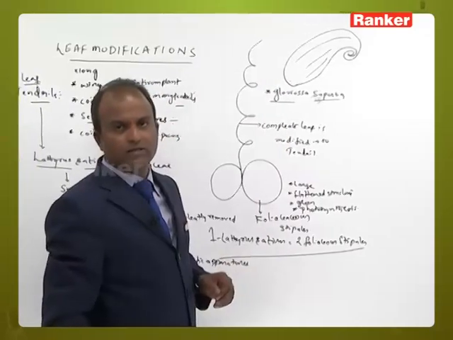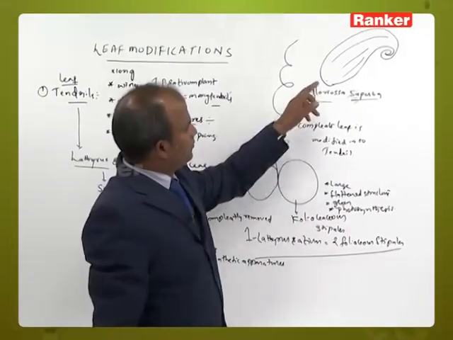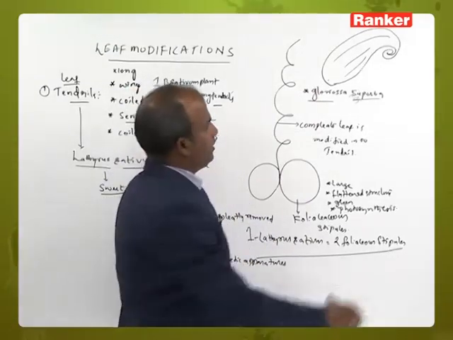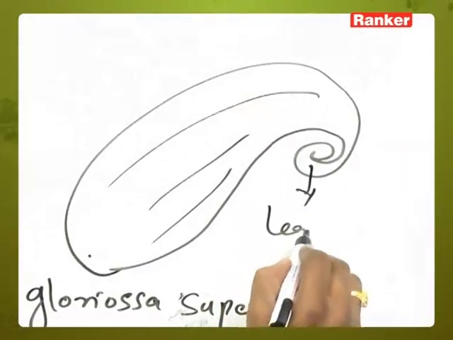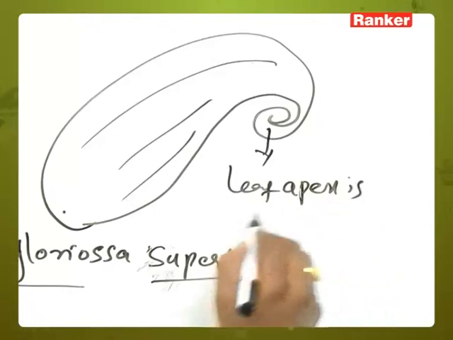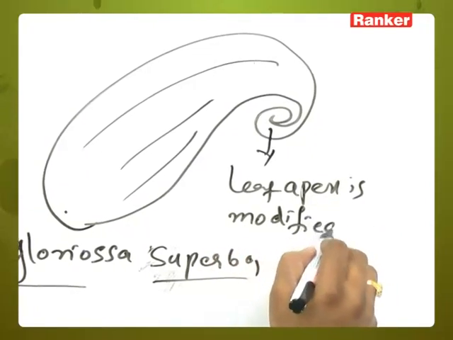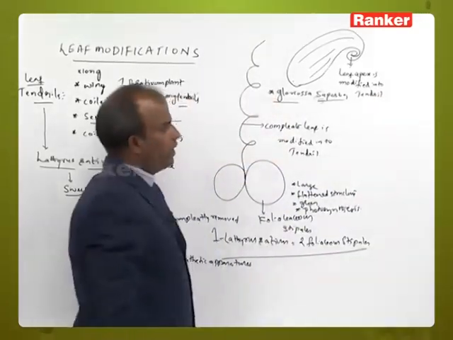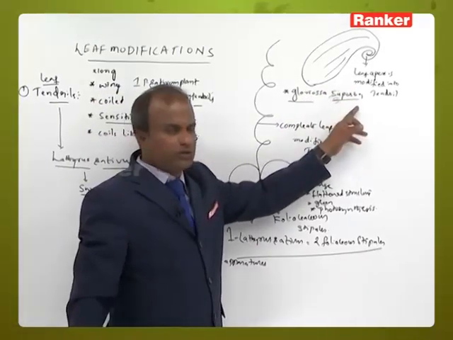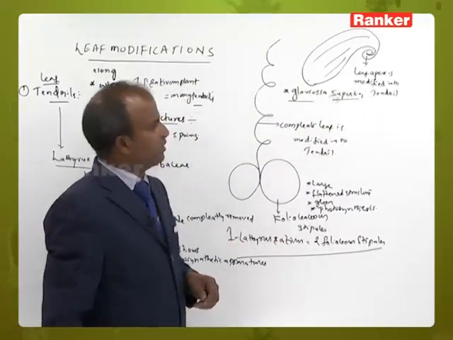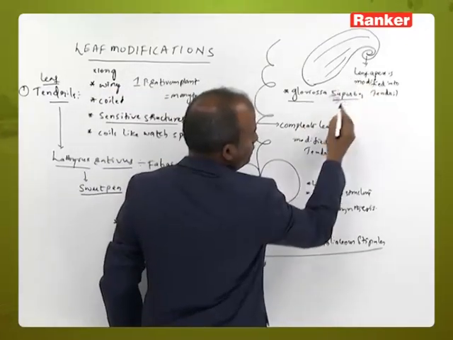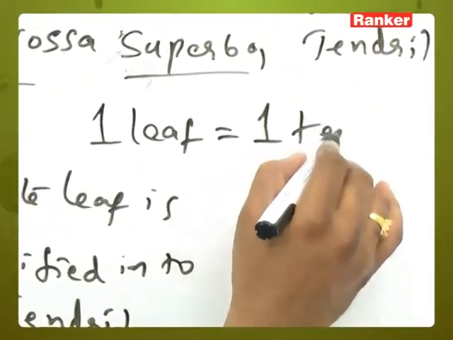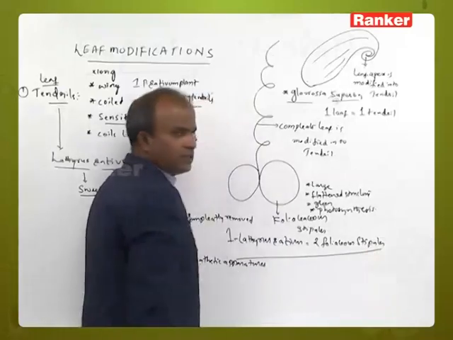This leaf contains a tendril. Which part is modified into tendrils? Whether the leaf base is modified into tendril? No. In this, the leaf apex is modified into tendril. So leaf apex is modified into tendril in Gloriosa superba. That means one leaf is equal to one tendril.